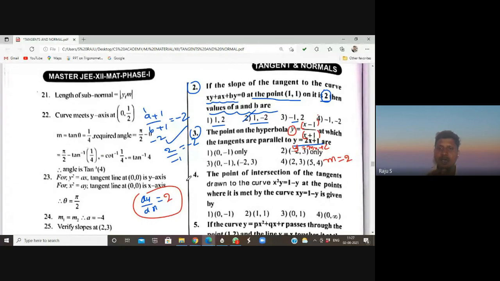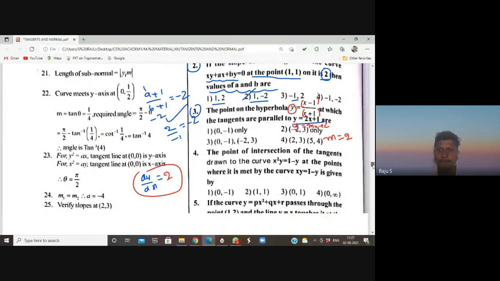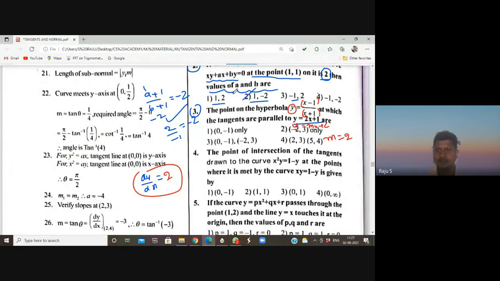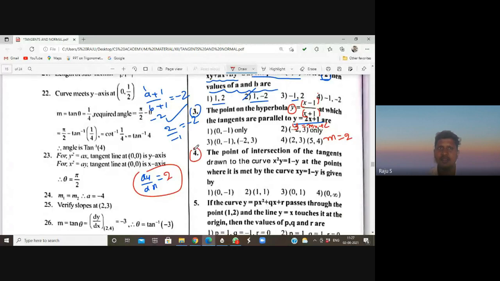Then just do option verification. Which of the following points satisfy that condition? Right, students? Like that, we have to check it. Then next, you can do this. That is a very, very easy question.